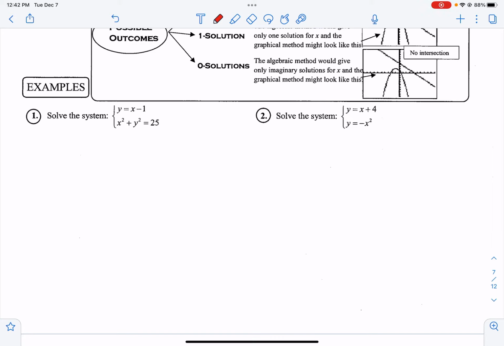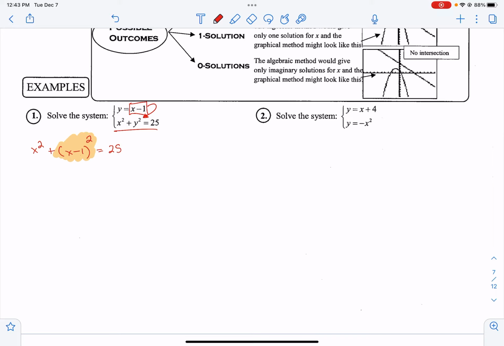So I already have y equals, which is nice. So I just take my x minus 1, and I plug it in where I see a y. So my new equation, my second equation right here, becomes x squared plus, instead of a y, I've got to put parenthesis x minus 1, and it had a square on it. It was y squared. So I've got to do x minus 1 squared equals 25. Now I need to simplify so I can solve for x.